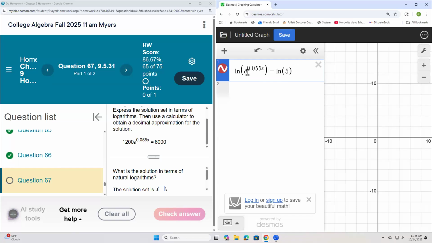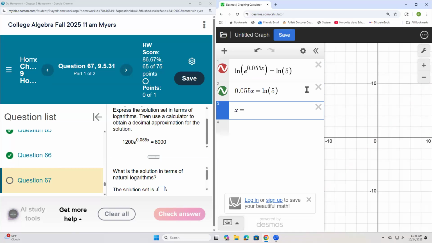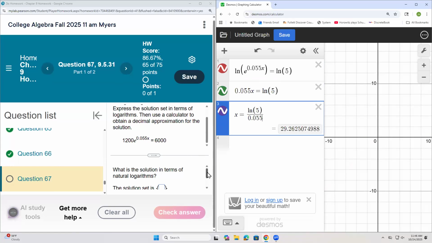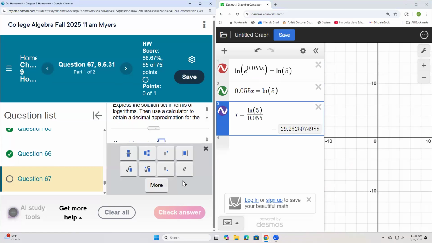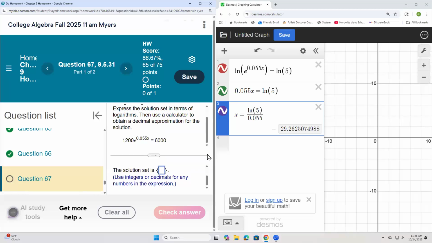Now cross the ln and the e out. If I cross the ln and the e out, you just get 0.055x by itself equals ln of 5. Then my next step is to divide by 0.055. So x equals ln of 5 divided by 0.055. That's the exact answer.